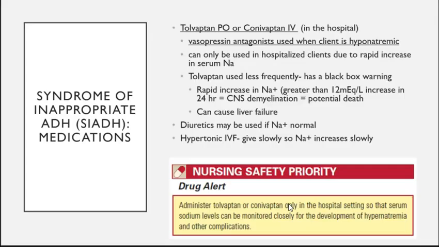Diuretics can also be used, and we need to be careful, but we can use hypertonic IV fluids. So hypertonic is salty fluid. We can give them some salty fluid because they're hyponatremic. We have to give it slowly, and we need to make sure that we're giving them something to pee out. So drug alert, administer tolvaptan or conivaptan only in the hospital setting so that serum sodium levels can be monitored closely for the development of hypernatremia and other complications.